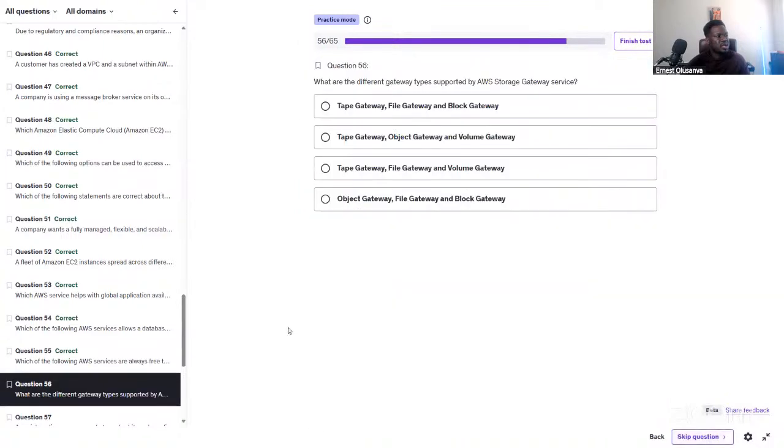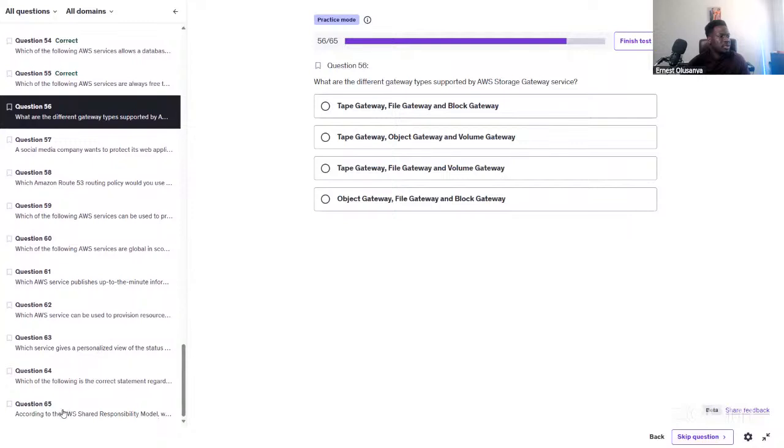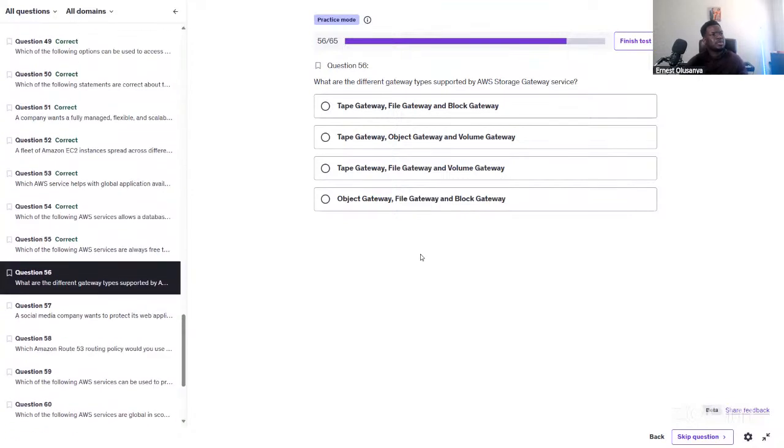We're making progress here. We're almost done. We're just going to get to 65 questions and we should be good. Now, what are the different gateway types supported by storage gateway service? This is one where if you go back to our notes, you should remember the answer to this question.